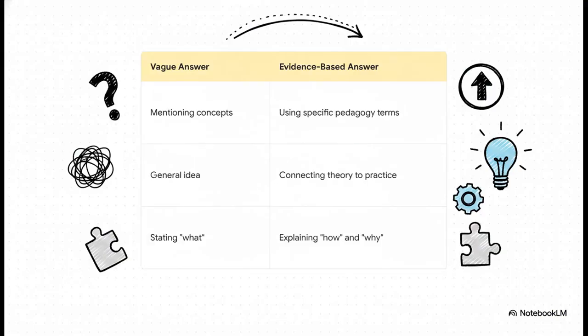This table really sums it up perfectly. Our goal is to move from the left column over to the right. It's just not enough to state what you would do. You have to explain the how and the why, and you gotta use that specific, professional language to show you actually understand the theory behind your actions.